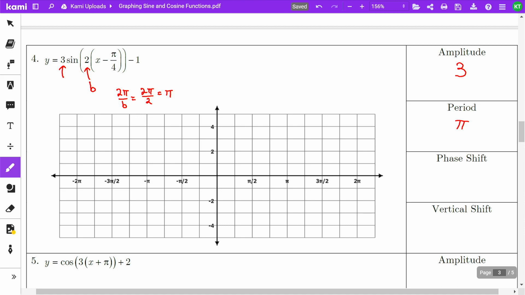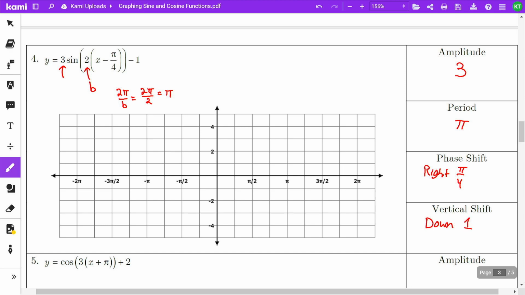The next thing is our phase shift. That is going to be this minus pi over 4. This works just like horizontal shifts. So if it's a minus pi over 4, that means I'm going to be going to the right by pi over 4. And then my vertical shift works like my vertical shifts in quadratics, like in cubics, like in all other functions we've done so far this year. This means minus 1, I am going to be going down 1.